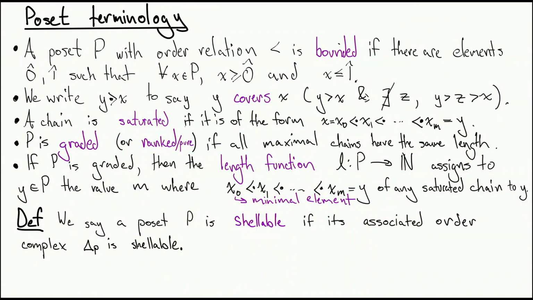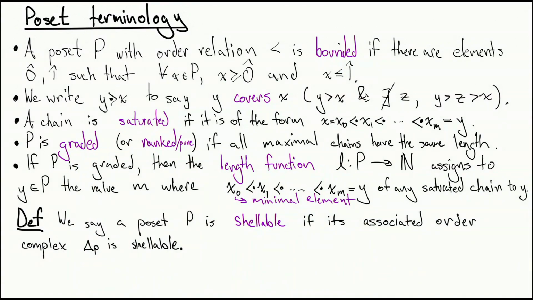So just to set up a little bit of poset terminology, we know what it means to be bounded. It just means there's a unique maximal and minimal element. A covering relation is: y is above x, and there's nothing in between. A chain is saturated if it's formed totally of covering relations.